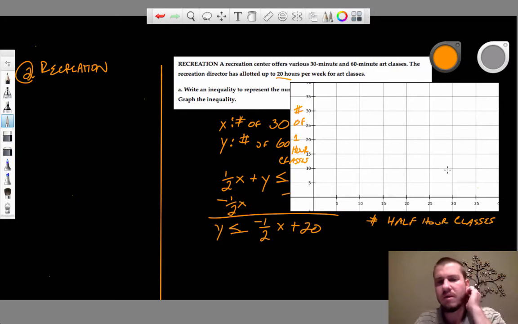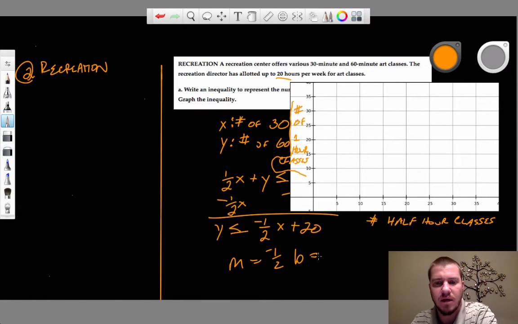I'm going to cover up a little bit of my work, but then I'm going to label my axes, and I'm kind of squeezing in here. The y is the number of 1-hour classes. The x is the number of half-hour classes. So when I go to graph it, my m is negative 1/2. My b is 20, which is my y-intercept. That's going to be here.